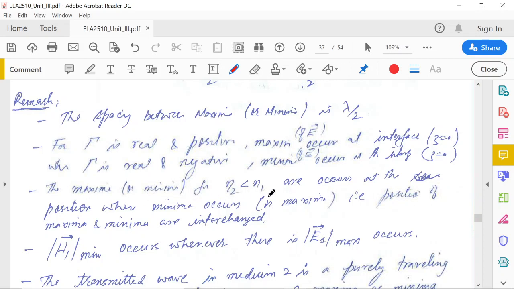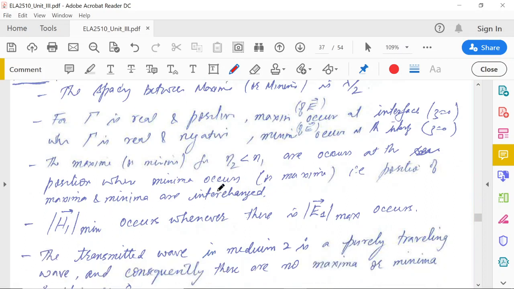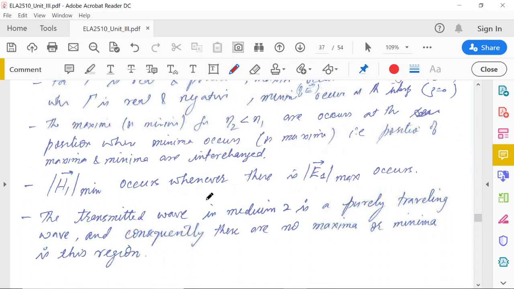The maxima and minima for eta 2 less than eta 1 occur at the positions where minima and maxima occur for eta 2 more than eta 1, that is, the positions interchange. So these minima and maxima interchange if the order of eta 2 and eta 1 is changed. Similarly, H1 minima occurs whenever there is E1 maxima. So you can verify that the H1 minimum will occur at the location where you have the E1 maximum.